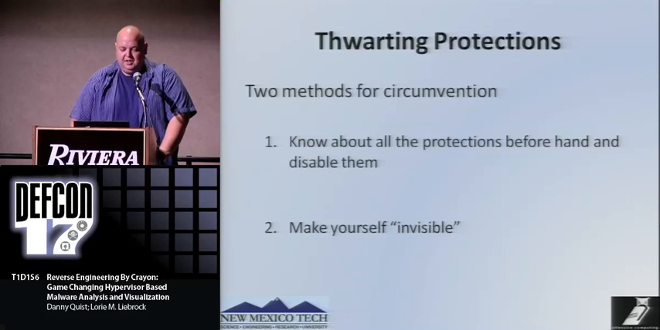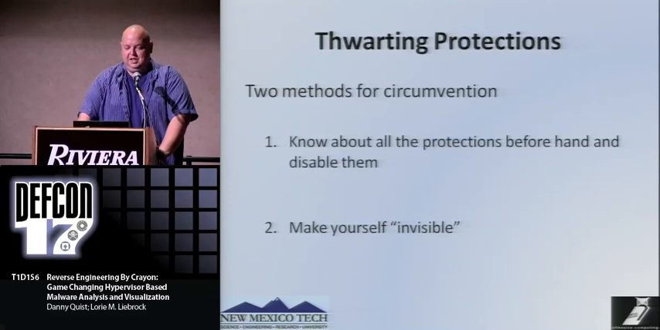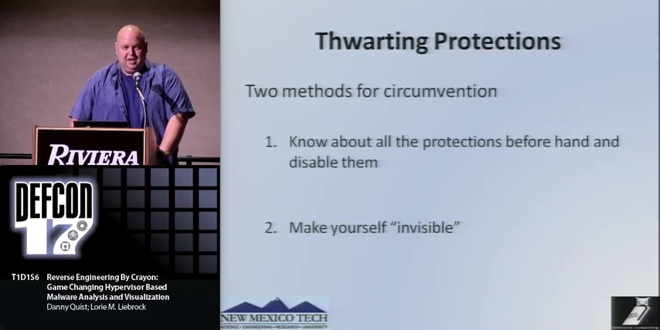Okay, so all this is very annoying for the reverser, and there's basically two methods for circumvention. The first one is that you can know about all the possible protections and get into the cat and mouse game of trying to remove those, or you can make yourself invisible. The second one is a lot less work, so being a good grad student, I chose the lazy way.